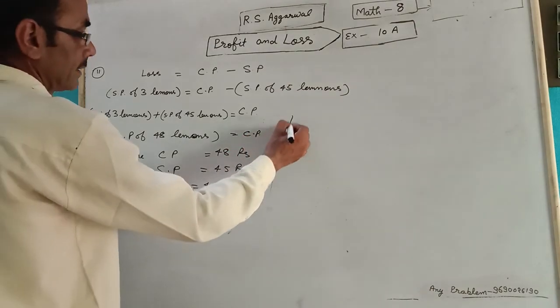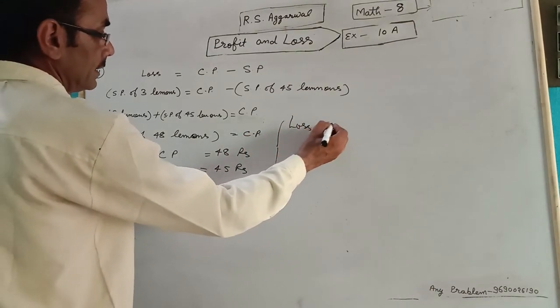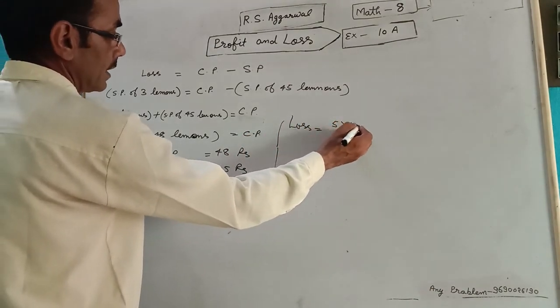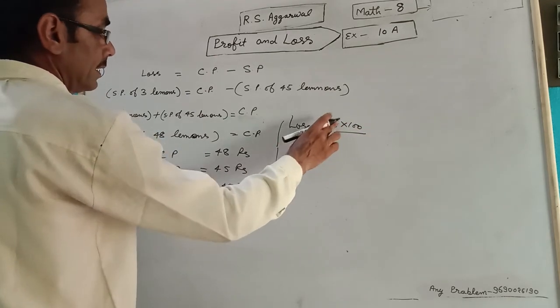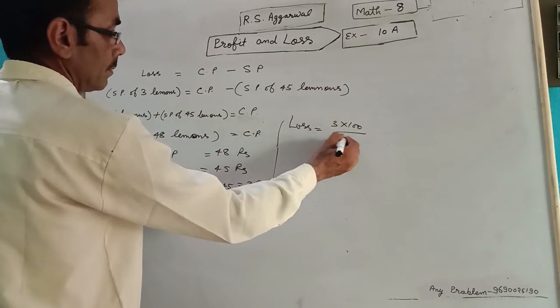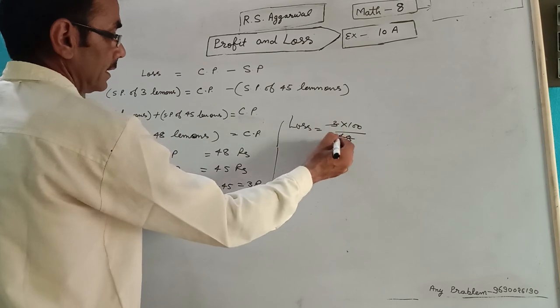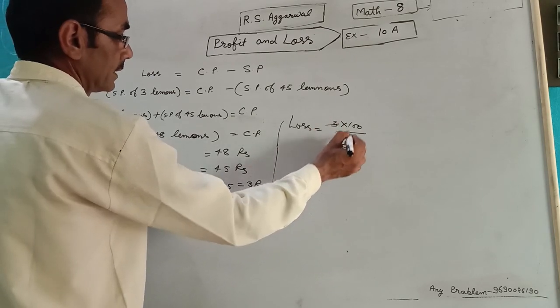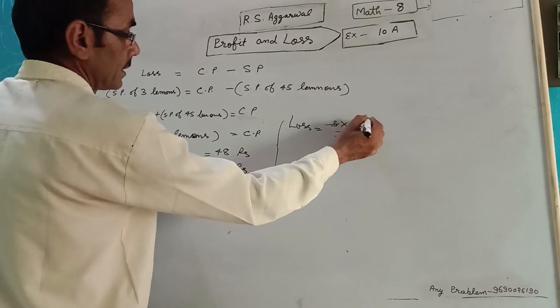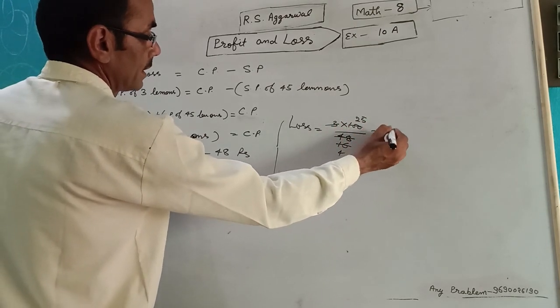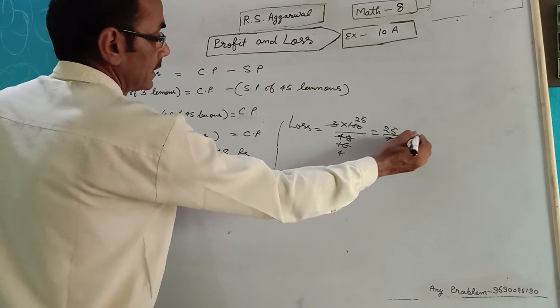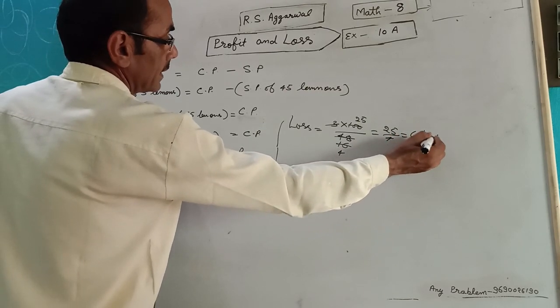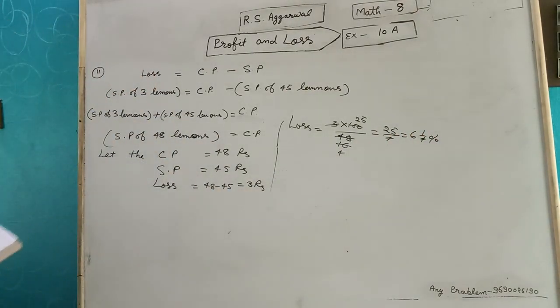Loss percent is equal to 3 into 100 upon 48. Divide 3 and 48 by 3 to get 1 upon 16, then 4 fours are 16, 4 twenty-fives are 100, so 25 upon 4, which is 6 whole 1 upon 4%. This is the process for the loss percent.